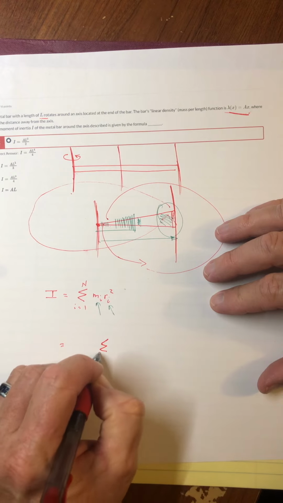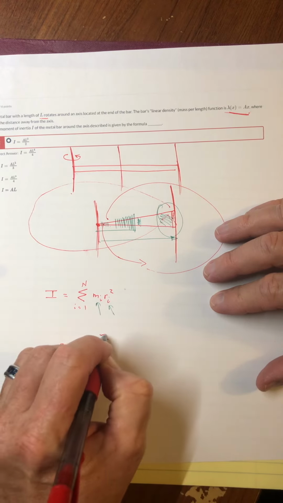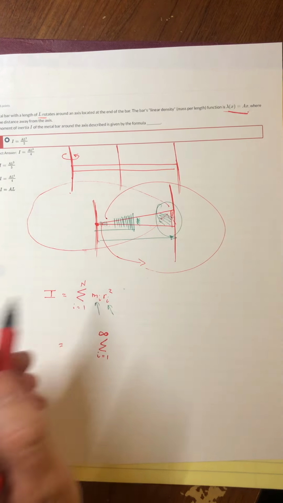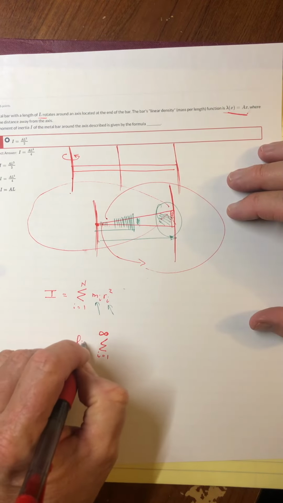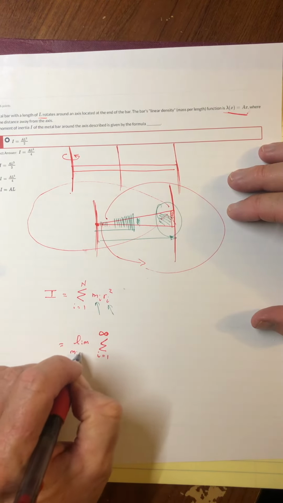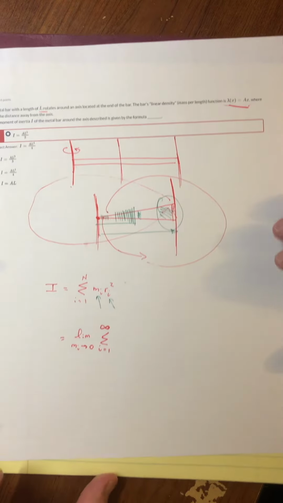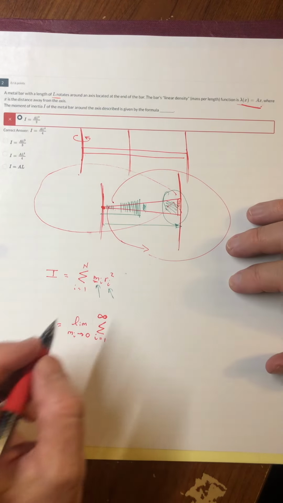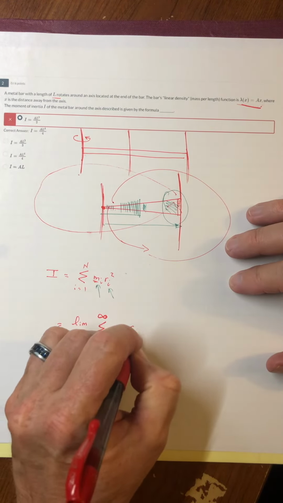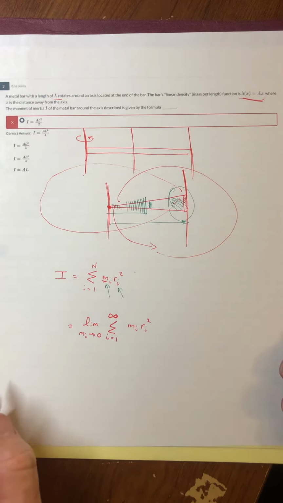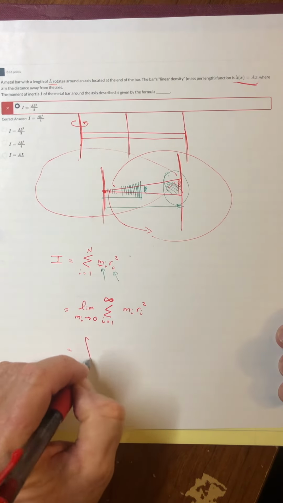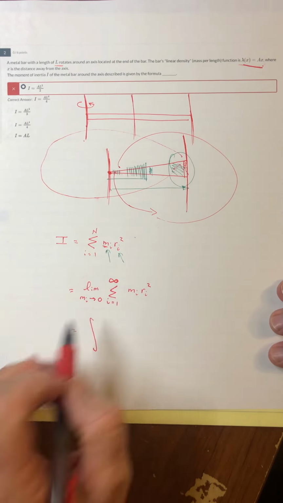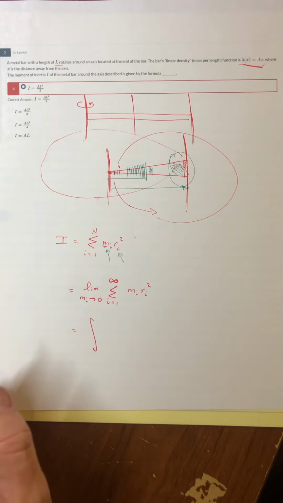I'm going to take a summation from 1 to infinity. I'm going to chop it into so many pieces that I get an infinite number, which of course means I am really taking the limit as each little chunk goes to zero. And so this is the sum of m_i r_i squared. The reason I like to write it this way is that this is the definition of an integral. An integral is a summation of an infinite number of infinitesimally small pieces.